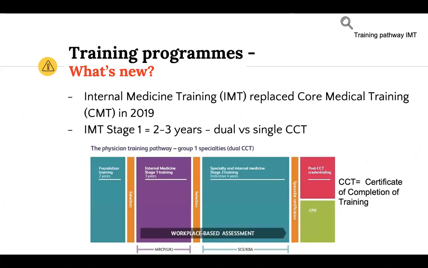In terms of training programs, what has changed recently? In 2019, core medical training changed to internal medicine training, which basically has been changed to allow junior doctors more experience before becoming a medical registrar, and also lets you embark on a dual versus a single certificate of completion of training. This means that if you would like to do gastroenterology, you could say that you're an internal medicine specialist and a gastro specialist, for example.